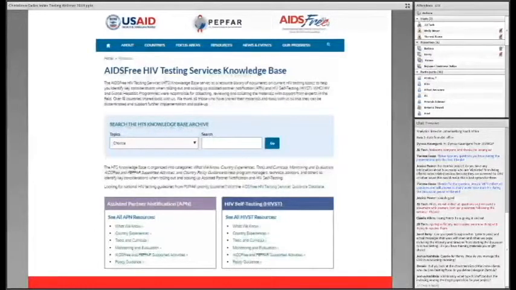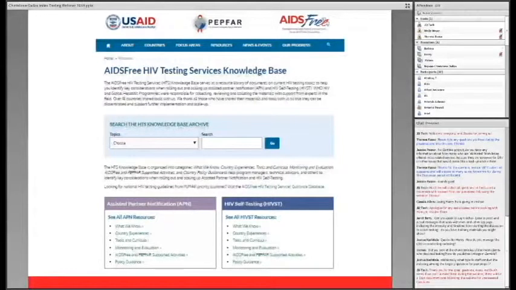The next resource I want to talk about is the HTS knowledge base. Within this knowledge base, we have two entries, one on index testing and the other on HIV self-testing. Again, the knowledge base is what we think is a resource library of documents, which can help identify considerations when programs are thinking about introducing, rolling out, or scaling up assisted partner notification and index testing.